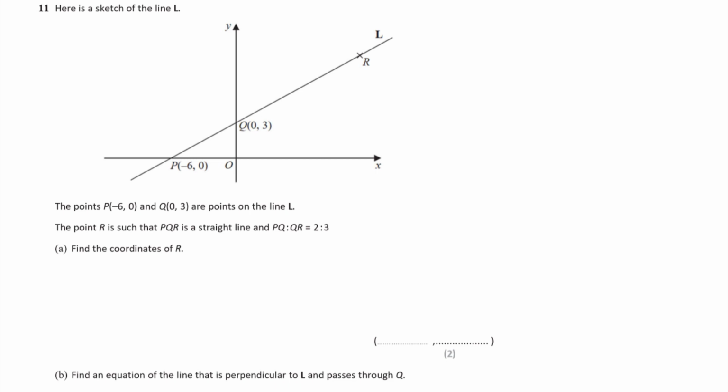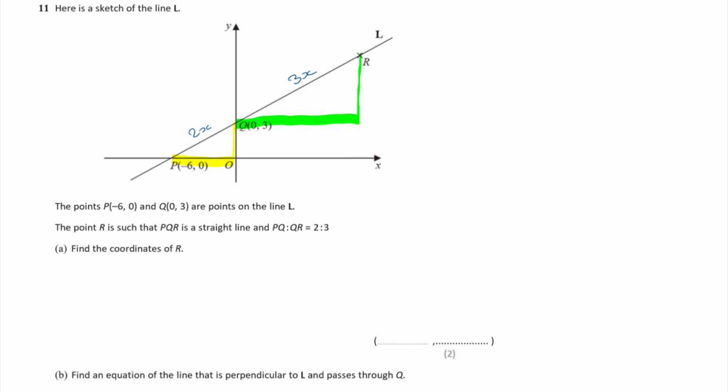The point R is such that PQR is a straight line, and PQ to QR is in the ratio of 2 to 3. So for every 2 units we've got here, we've got 3 units up here then, haven't we? Okay. Find the coordinates of R. So I think all we need to do here is work out how far it is in this direction and how far it is in this direction, and then scale that up. Then we can use that to work out how far it is from here to here, because they should be related by that ratio.